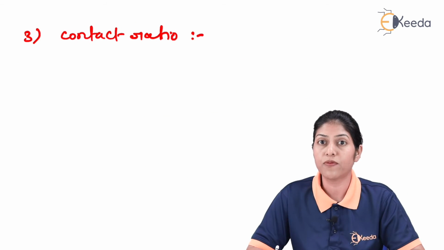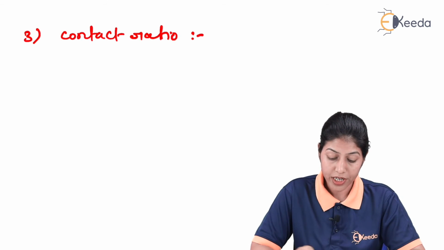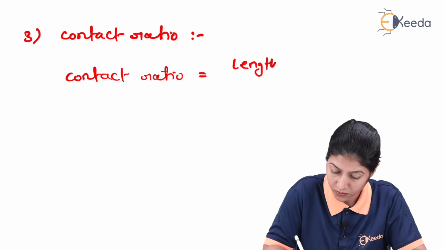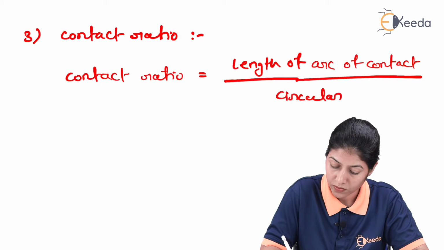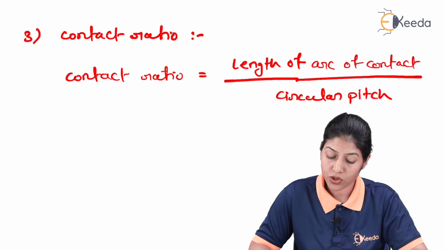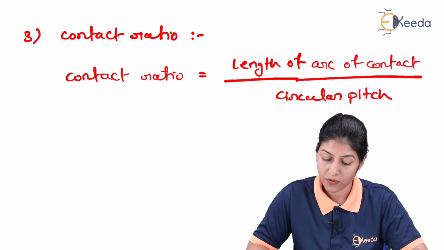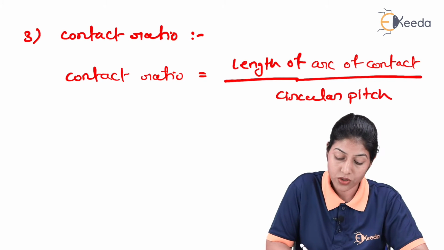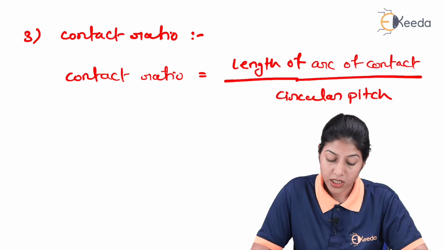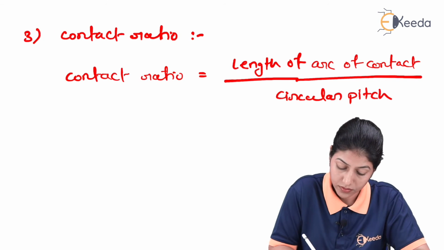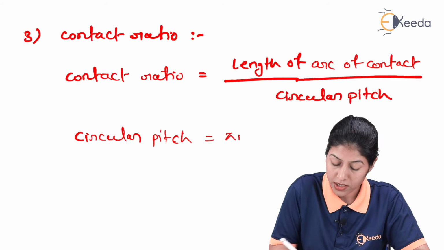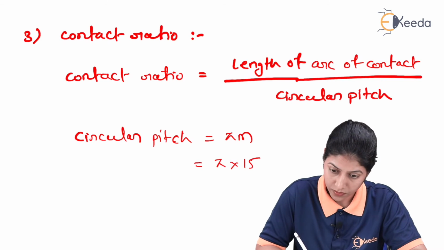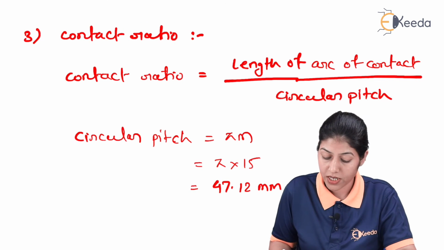Now the third term which we have to define is the contact ratio. Contact ratio we can define on the basis of length of arc of contact. Contact ratio is defined by the ratio of length of arc of contact and the circular pitch. Length of arc of contact divided by circular pitch we are representing as a contact ratio. And contact ratio is generally defined as the number of teeth which are in meshing condition. Circular pitch, if we define, is equal to pi into m. So we have the value of module, so the circular pitch will be 47.12 mm.